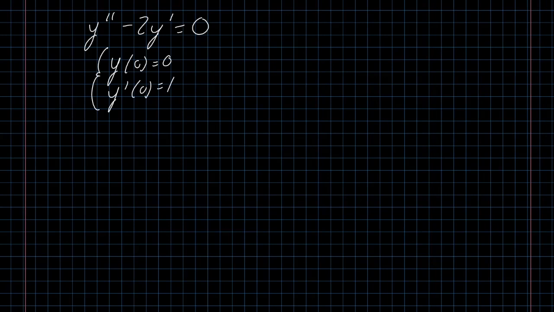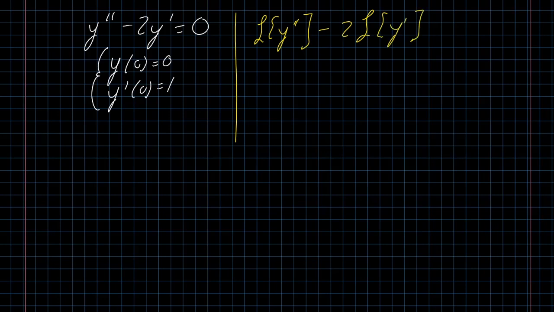So y double prime minus 2y prime equals 0, along with the initial conditions y of 0 equals 0, y prime of 0 equals 1. I could definitely solve this using the method of characteristics. It wouldn't even be that challenging. But if I try to solve this using the method of Laplace transforms instead, well, the Laplace transform of y double prime minus 2 times the Laplace transform of y prime is equal to the Laplace transform of 0, which is just 0.